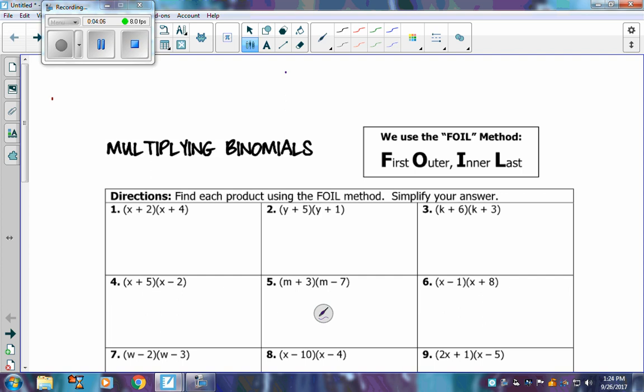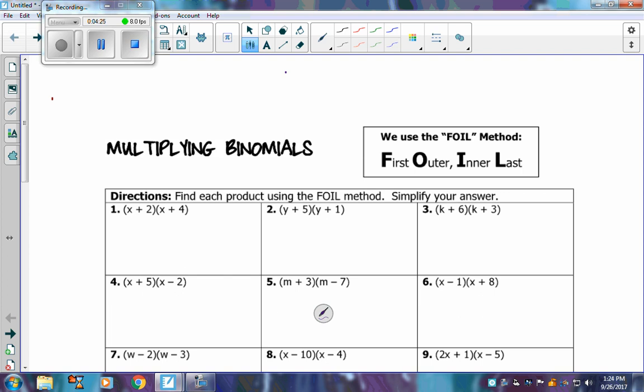The first term from each, you multiply them together. The outer terms would be the ones on the outside, one from each binomial. The inner terms would be the ones on the inside. I'm going to show you this in a minute. And then the last would be the last term of each one. So you're multiplying one from each binomial. And it's called the FOIL method.